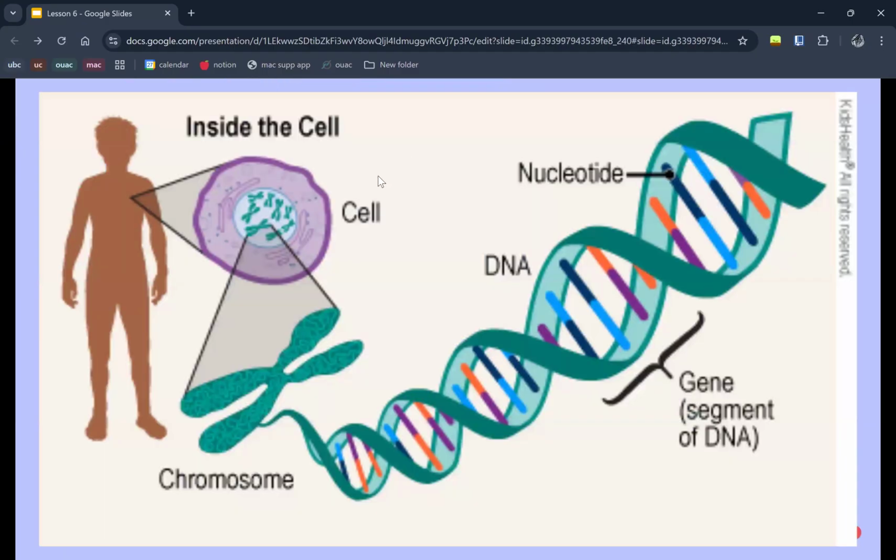So kind of a diagram to put that into perspective. We start with our single nucleotide, which is paired with its base pair. So it might be A with T or C with G, and that composes our double helix DNA. Each section of DNA is a gene that codes for a specific trait. And then we have chromosomes, which are made up of all this tightly coiled DNA, and then is stored within the nucleus of a cell. And then we are made up of many, many, many cells.